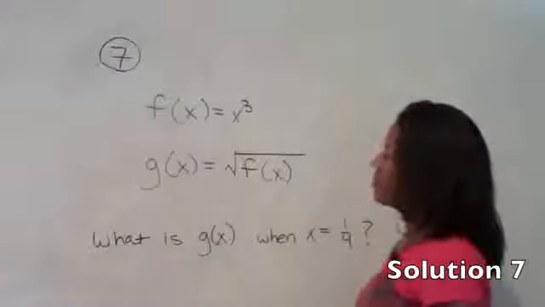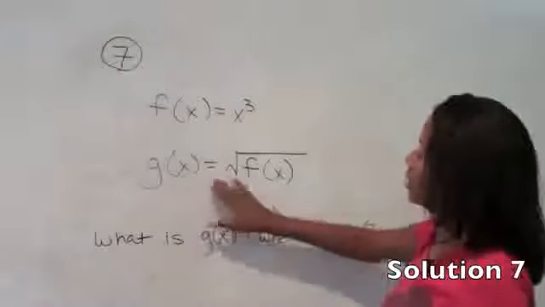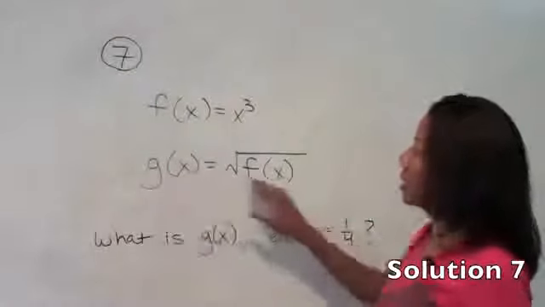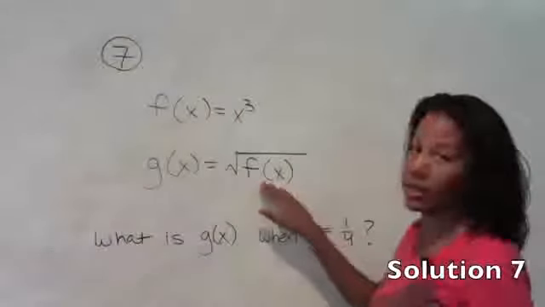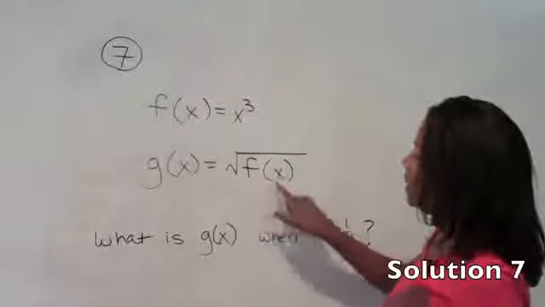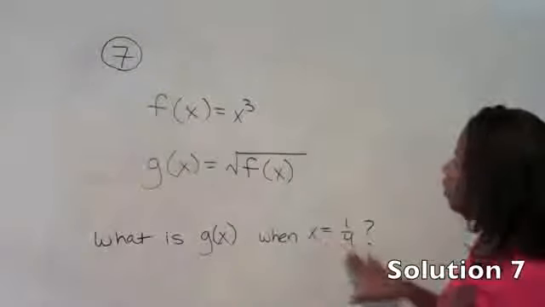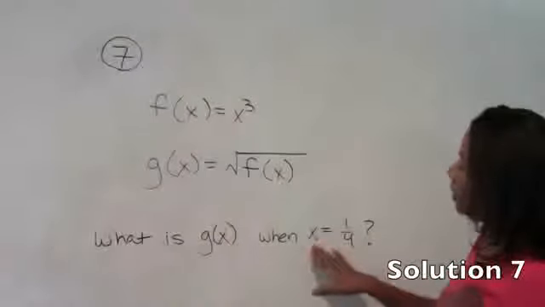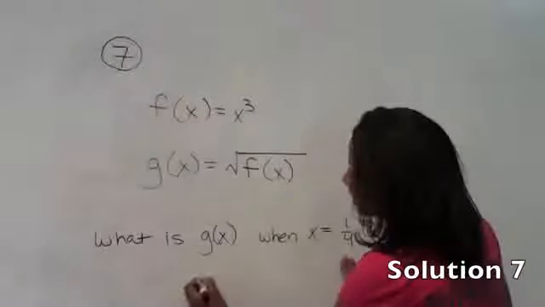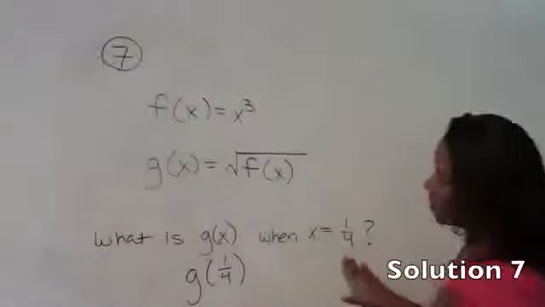Number 7. Number 7, we're given 2 functions, f of x equals x cubed, and g of x is equal to the square root of f of x. So you see that the function g of x is actually based on what f of x is. Okay? So whatever f of x is, we have to take the square root. Of course, f of x depends on what x is. So we're asked for g of x when x is 1/4. Okay? So that means our input is 1/4. So really what the question is asking us is, what is g of 1/4? Or what is g when x is 1/4?